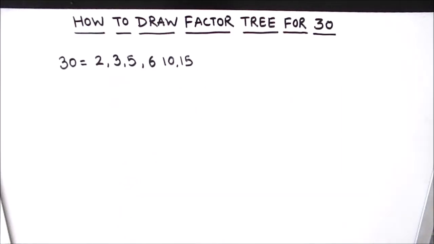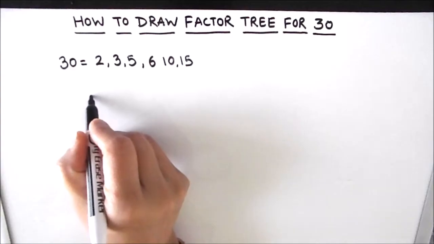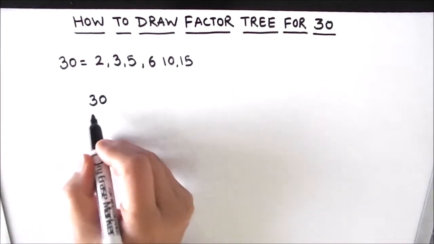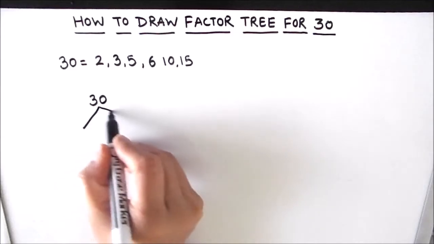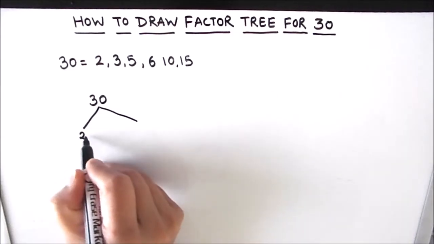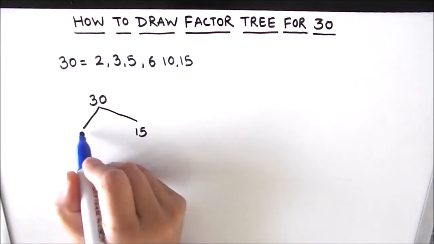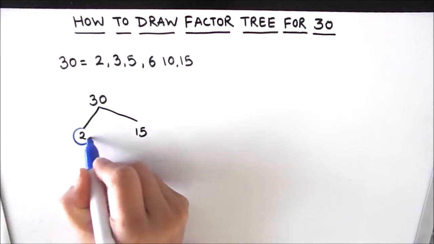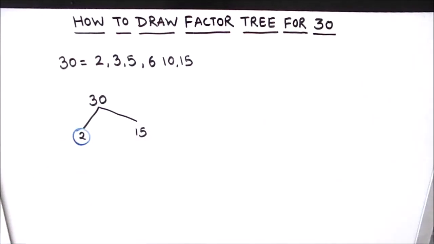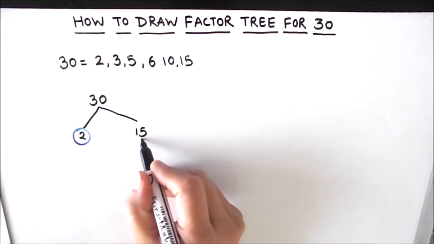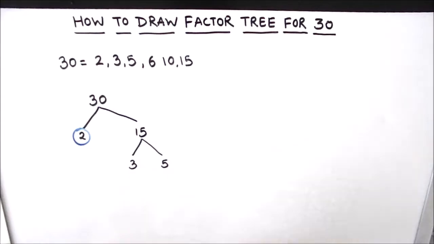Now for making a factor tree, we are going to write number 30 and we'll break it down into two factors. So let's take two factors as 2 times 15 is 30. 2 and 15 are factors of 30. In the factor tree, we circle the prime number because prime numbers are not going to be further divided. Now 15 can be divided into its prime factors as 3 times 5 is 15.